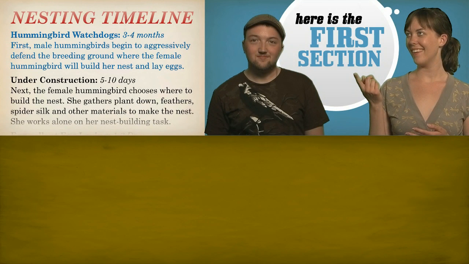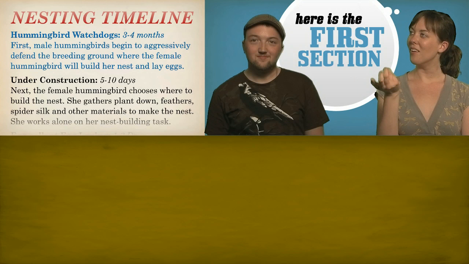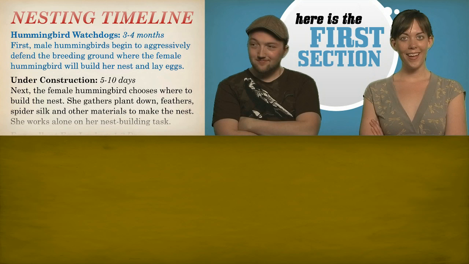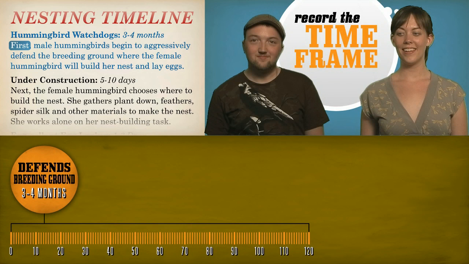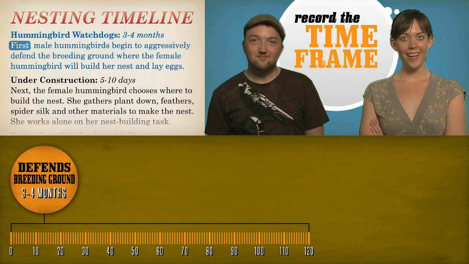Here is the first section. Hummingbird watchdogs, 3 to 4 months. First, male hummingbirds begin to aggressively defend the breeding ground where the female hummingbird will build her nest and lay eggs. It is pretty obvious that this is where we need to start. It is the first event the author discusses, and she uses the signal word first. We need to convert months to days. 3 to 4 months is approximately 90 to 120 days. So we label the first time period, defends breeding ground, and record the time frame of 3 to 4 months. That's 90 to 120 days.